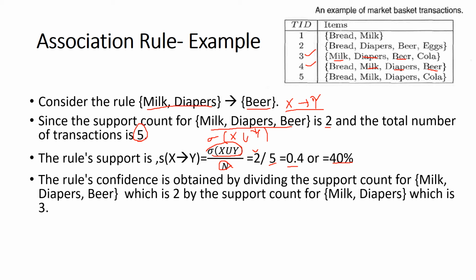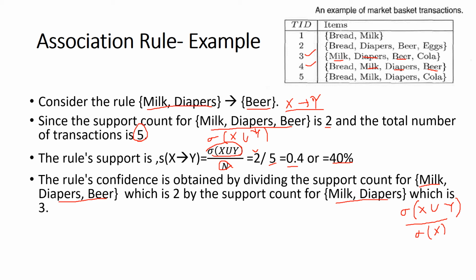The calculation of the confidence of the rule is done by first taking the support count for milk, diaper, and beer, which is rho of X union Y, which we already know is going to be 2, and this is going to be divided by the support count of milk, diaper, which is going to be X. So, rho of X union Y divided by rho of X. So the support count for milk, diaper is 3.